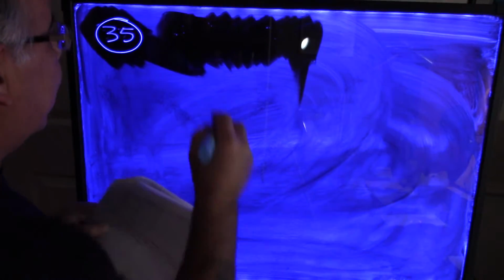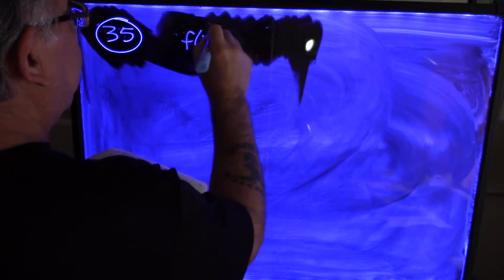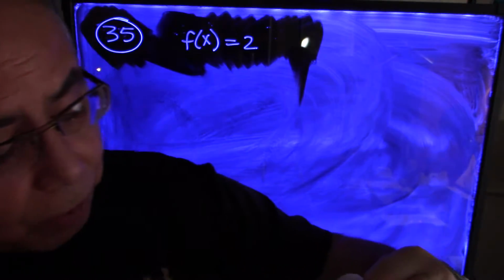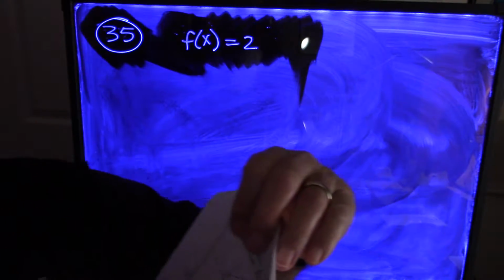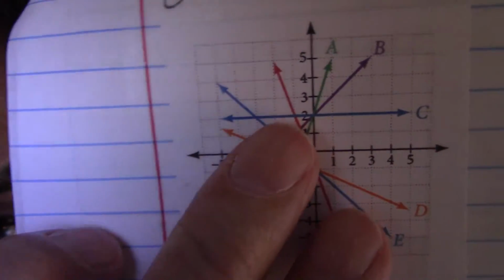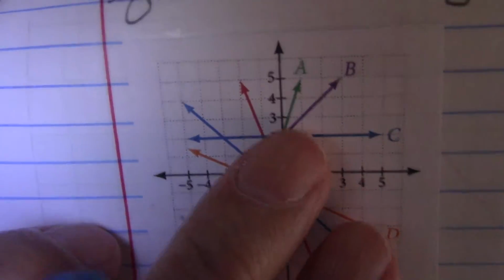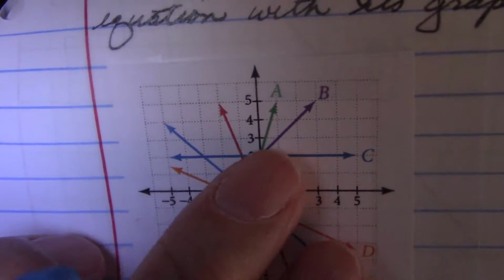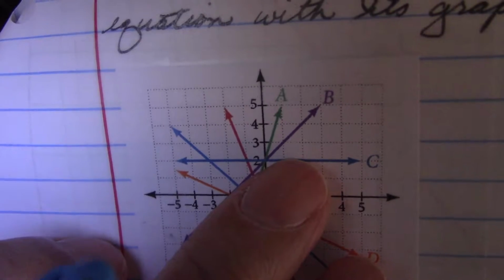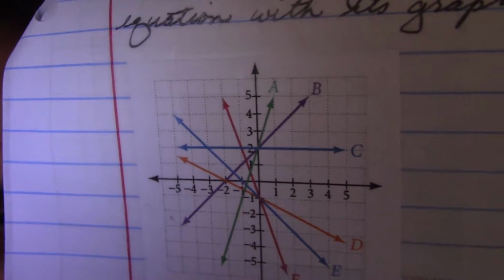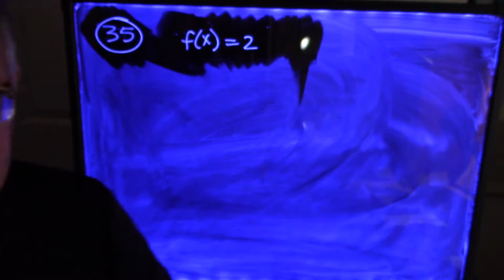Okay, number 35, we have f of x equals 2, or y equals 2. Alright, well, that's a horizontal line, y equals 2. And there's only one horizontal line on here, and that is the correct one, y equals 2. It's going through y equals 2 on the y-axis. All the points on this line have y-coordinate 2, right? The y-coordinate will always be 2. Alright, so the answer to this is C.